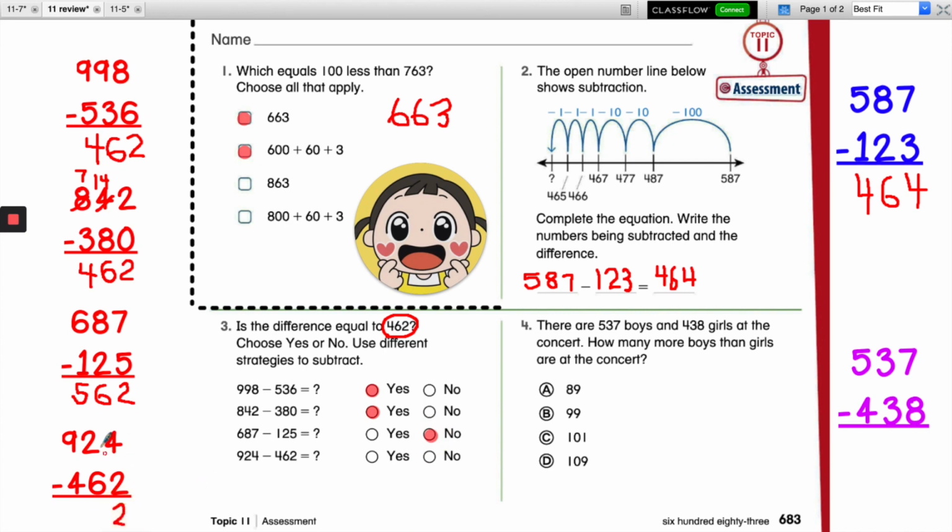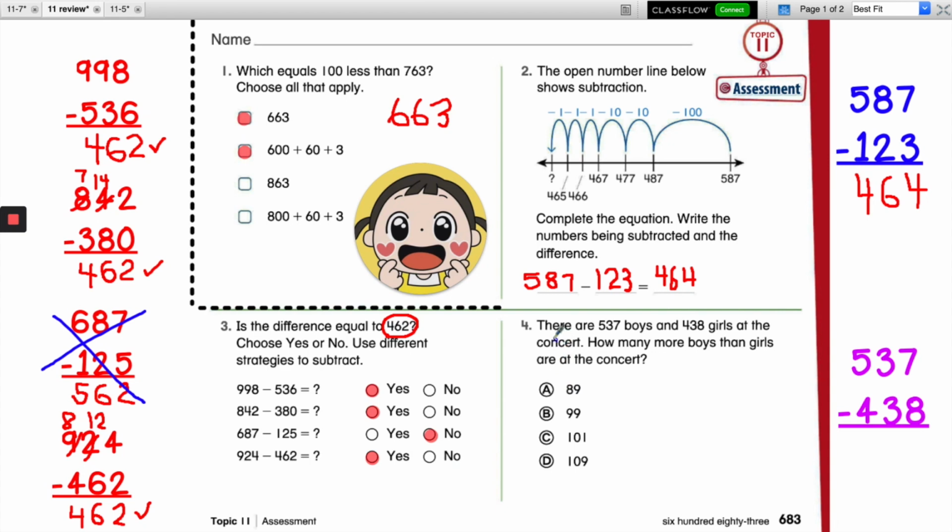4 minus 2 is 2. Can't do that, so 12. We got from the 8, 9, 6. 8 minus 4, 462. Yes. Yes. And yes. This one is a no.